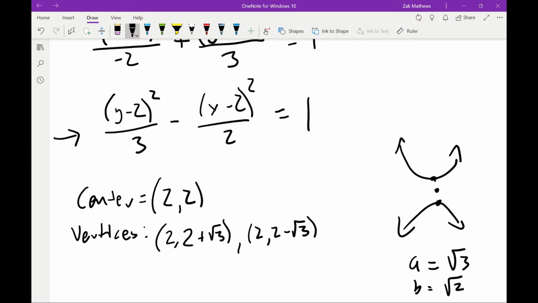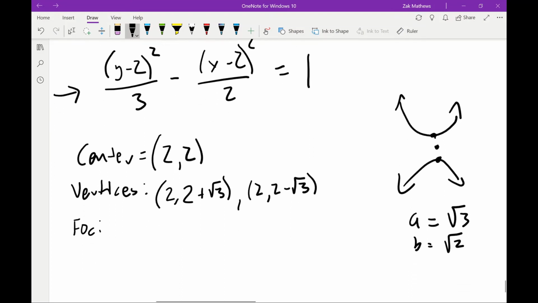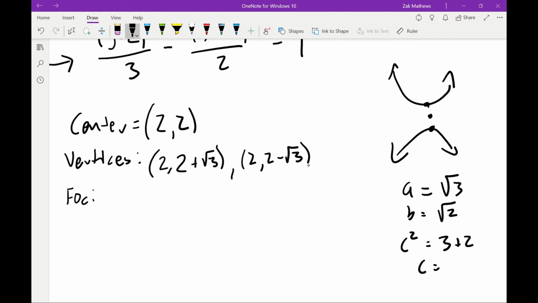The foci, I need to find the c. Well, c squared would be equal to the a squared plus the b squared, and so our c will be equal to the square root of 5. And so our foci would be 2 plus the square root of 5, and 2 minus the square root of 5. Notice we're doing those to the y's once again.